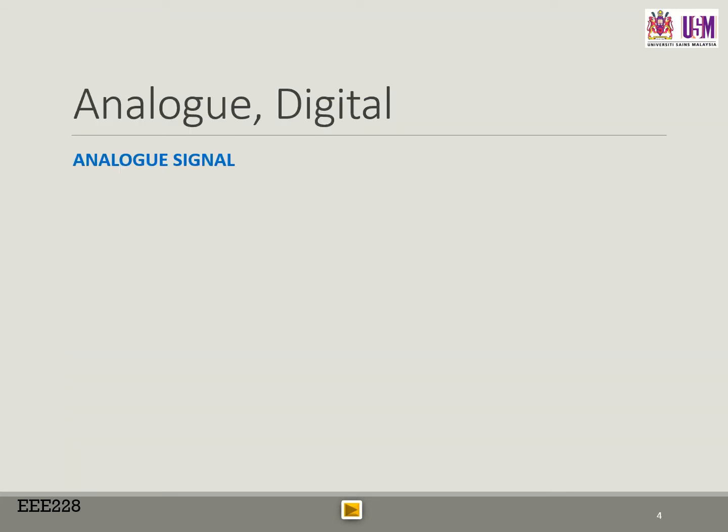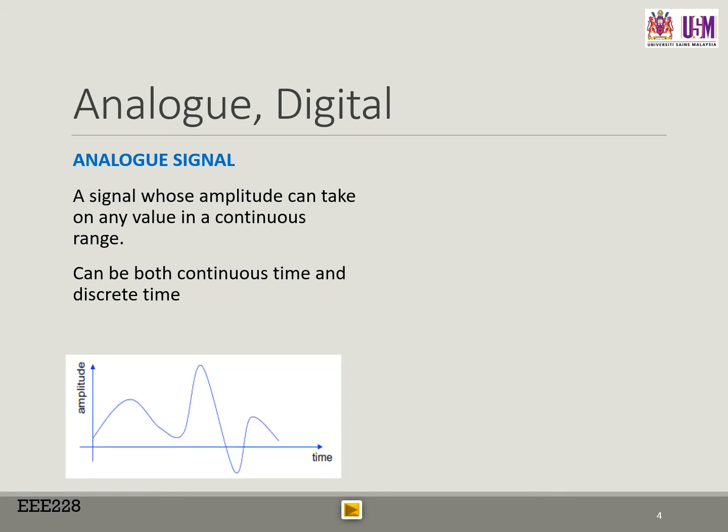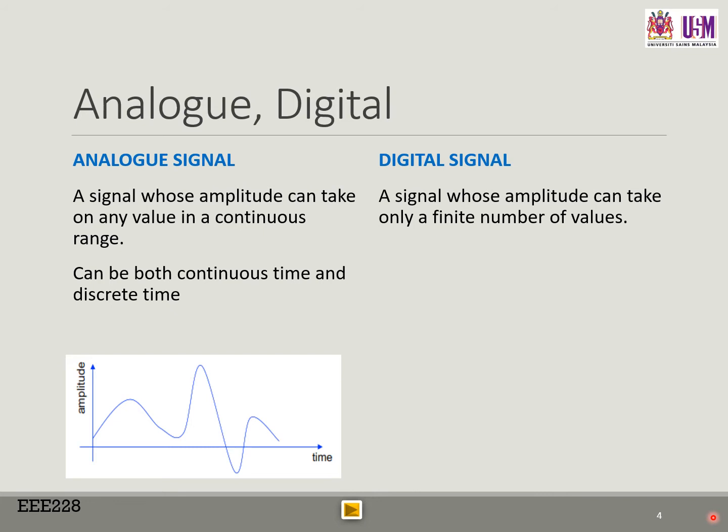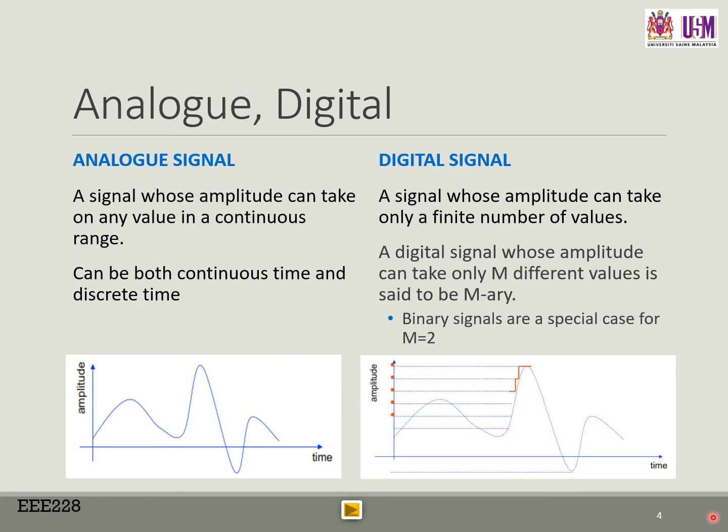Analog and digital signals differ in terms of their amplitude. Analog signals have amplitudes that can take on any value in a continuous range. It can be both continuous time and discrete time. If you look at this example, the values along the x-axis are continuous, and the amplitude takes on any values along the vertical axis. Now, digital signals are signals whose amplitude can take only a finite number of values. A digital signal whose amplitude can take only m different values is said to be an m-ary signal. Binary signals are special cases for the value of m equals 2. Binary signals have values of 0 and 1, for example.